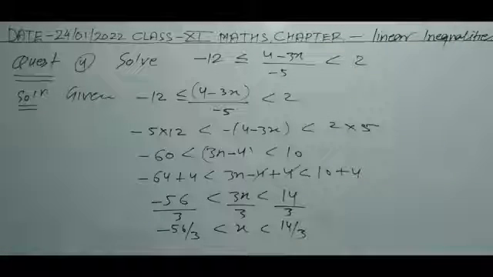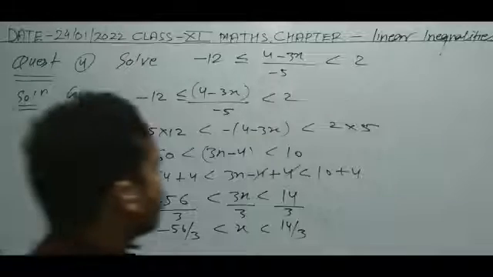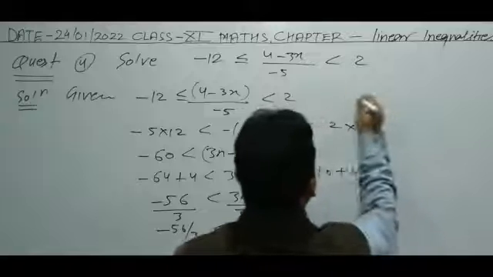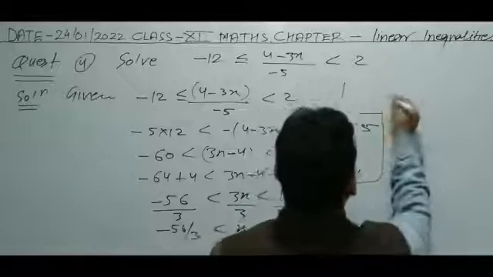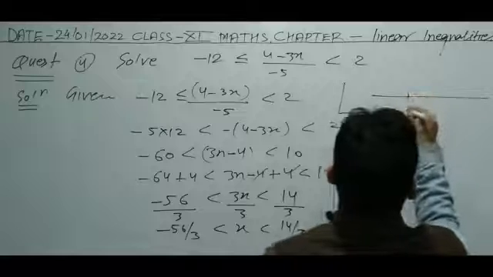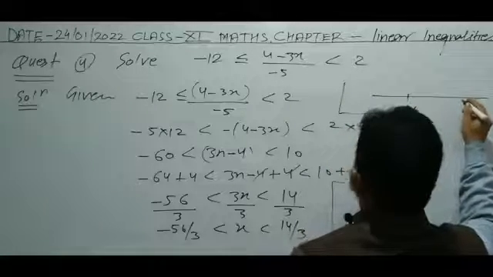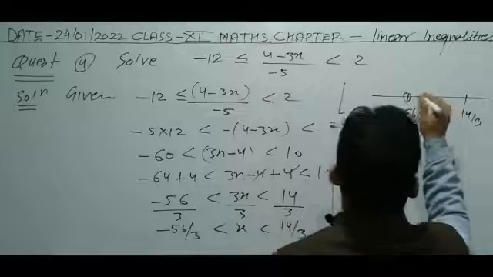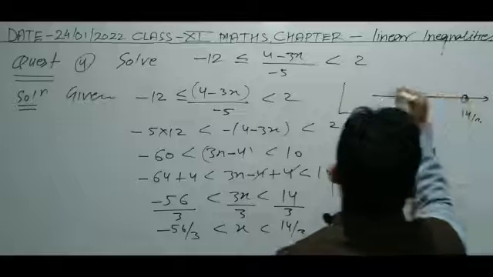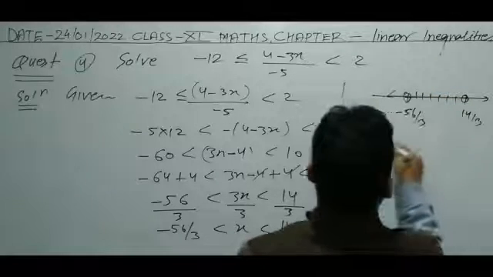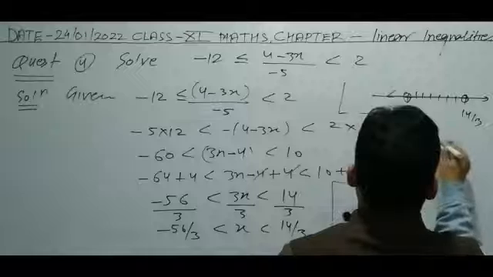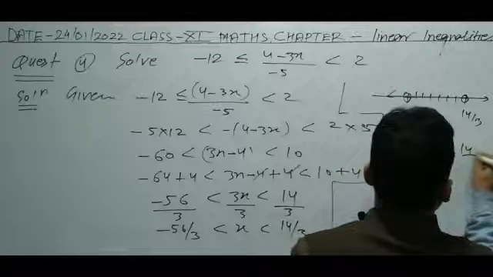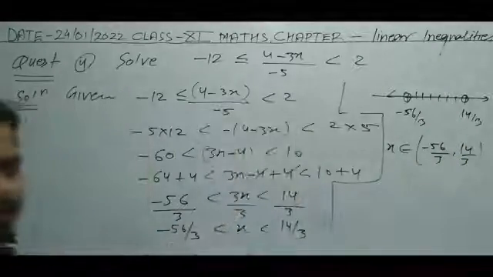Now this is the result, and this is the range. So 14 by 3 is greater than minus 56 by 3. On the number line, this is minus 56 by 3 and this is 14 by 3. Now this is the result, greater than, smaller than, since x belongs to minus 56 by 3 comma 14 by 3. Now this is the result.